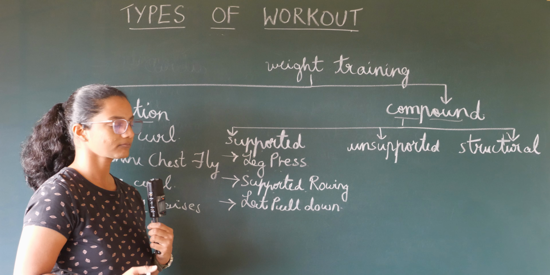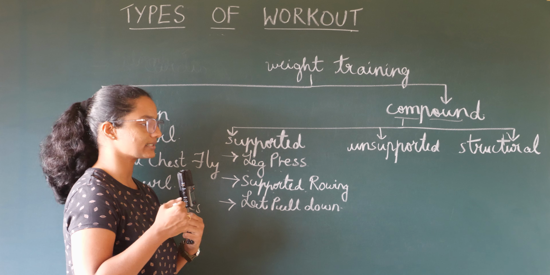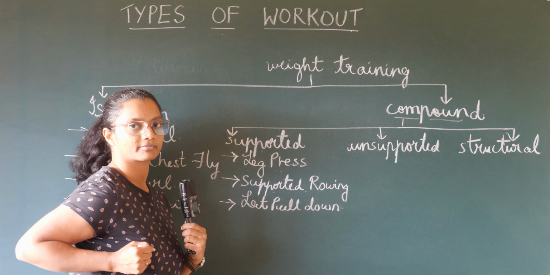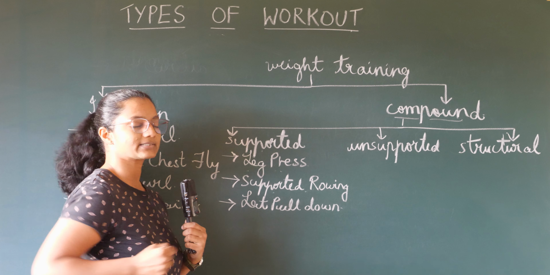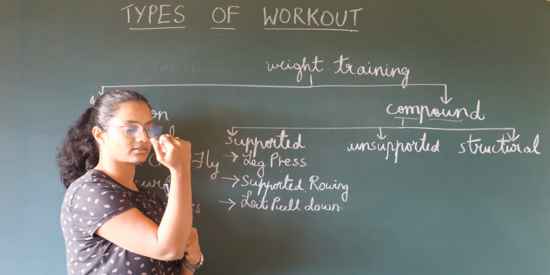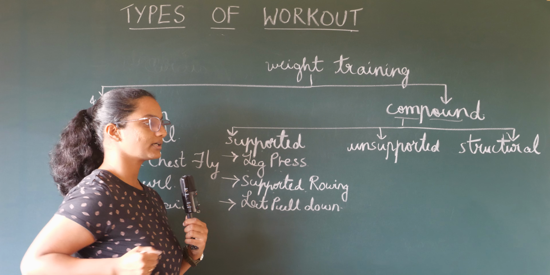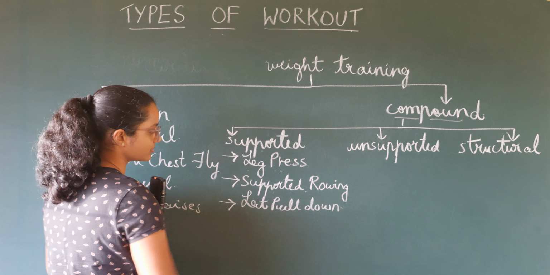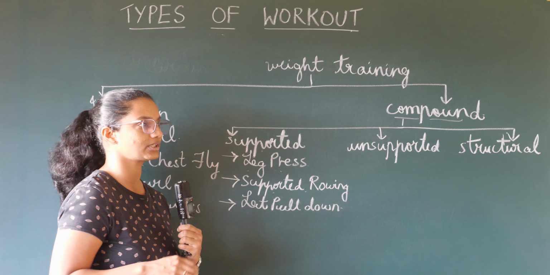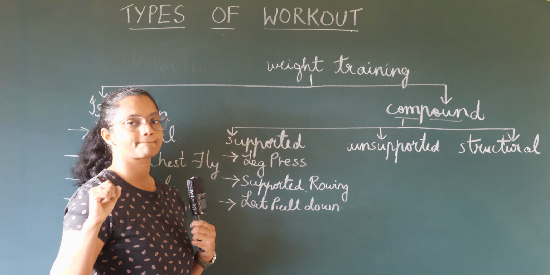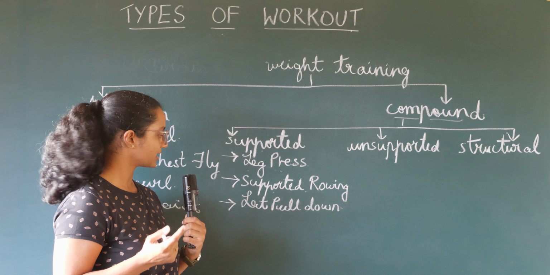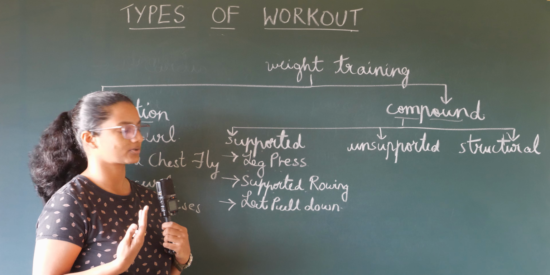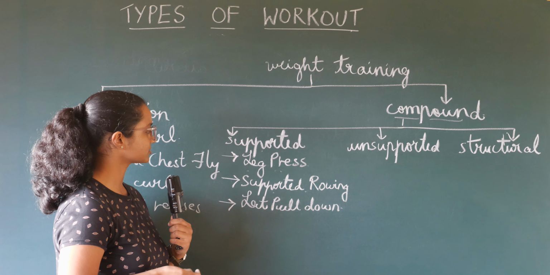Supported rowing, you're taking support in a seated position on the machine and you're doing the rowing movement. So again, movement is taking place at the shoulder joint and the elbow joint, but you're taking support, okay. And again, lat pull down, you're seated on the machine and you pull the handle downwards. So again, example of a compound movement which is supported. There are more examples also to mention.